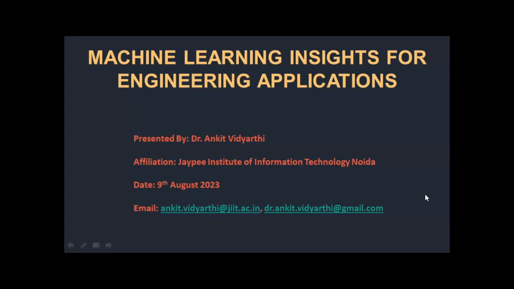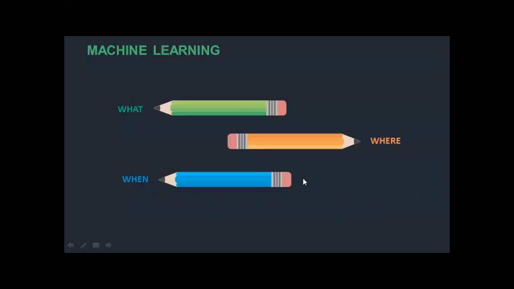Before we start with machine learning aspects in engineering applications, we will first talk about what machine learning actually is. In general, there are different aspects to it. We will talk about what it is, where the application areas of machine learning are, and when these machine learning algorithms are going to be used.